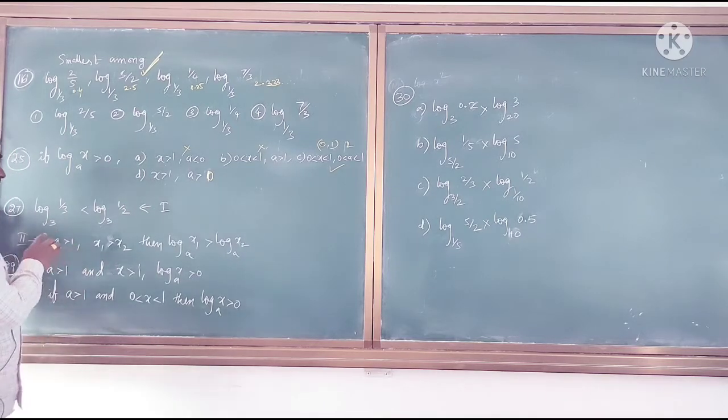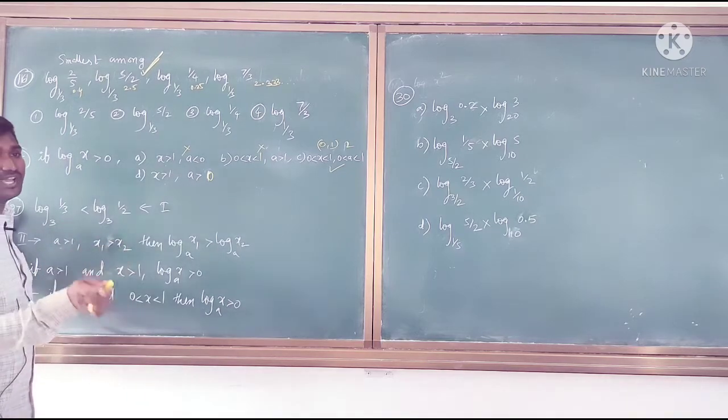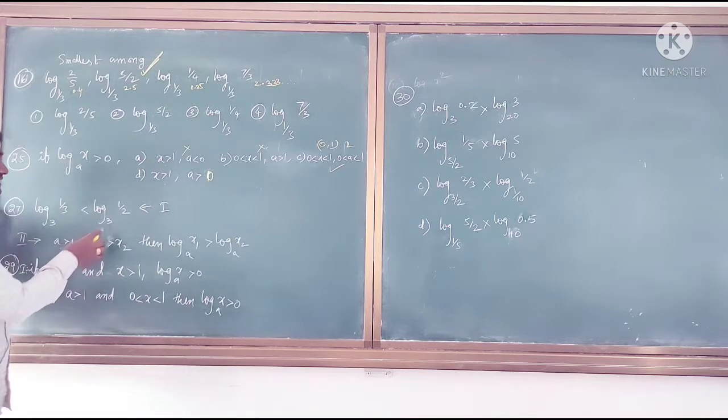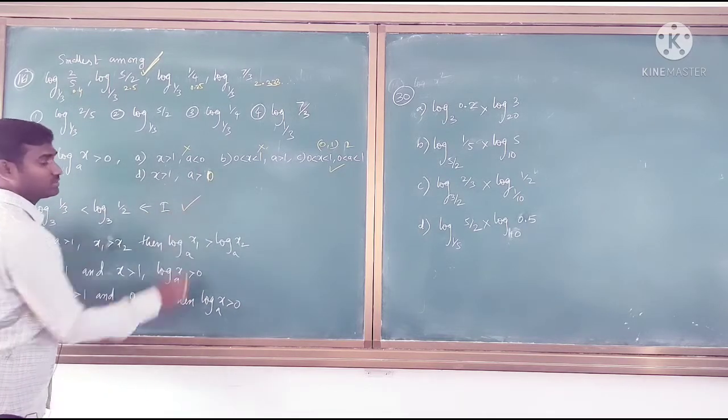We should observe whether a lies between 0 and 1 or is greater than 1. So it is greater than 1. So the number which is greater has the greatest logarithmic value. So this is true.